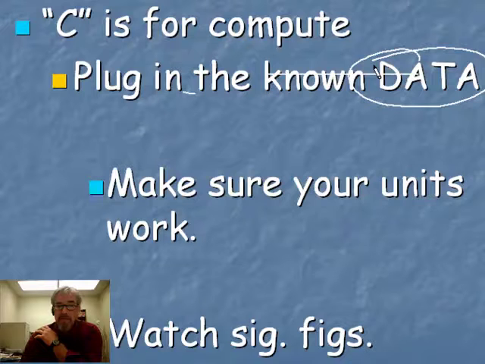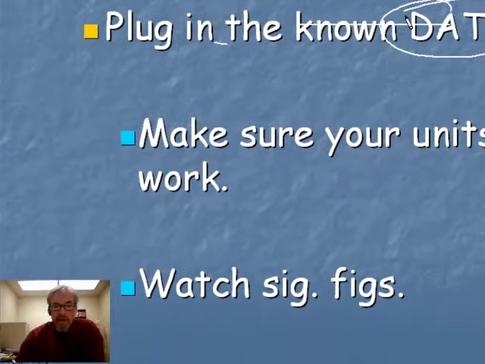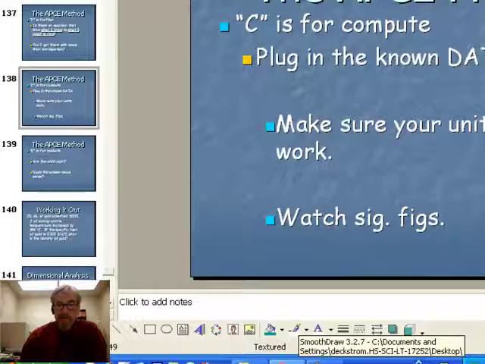But when you're solving a scientific problem, there are a couple of things that you want to keep track of. One is you want to make sure your units work. And then the second thing is you want to watch your sig figs. Make sure that when you get done with all your calculations, you don't have more or less precision than you originally started with. So back to our problem here.